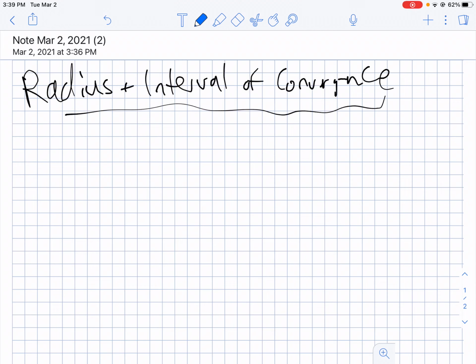Hope you got your big pants on because we're learning about the radius and interval of convergence. And basically, here's what we're going to talk about today. We're going to talk about power series. And a power series is a series that has an x to the n in it.